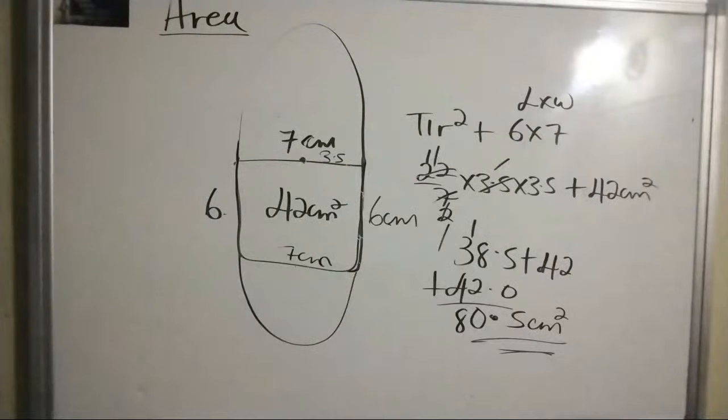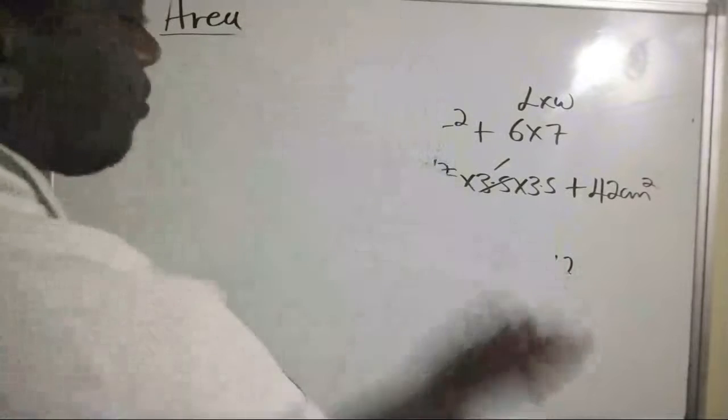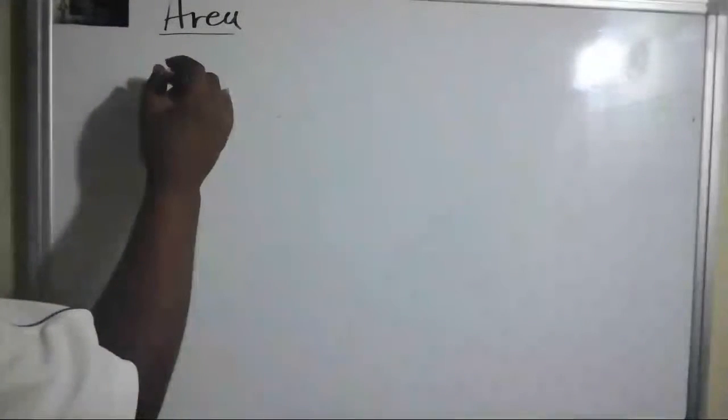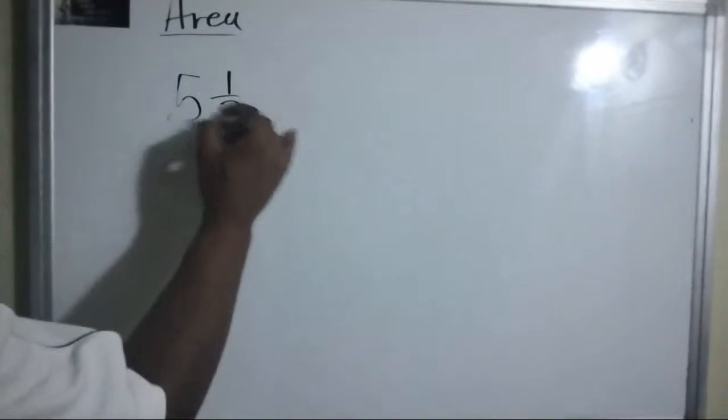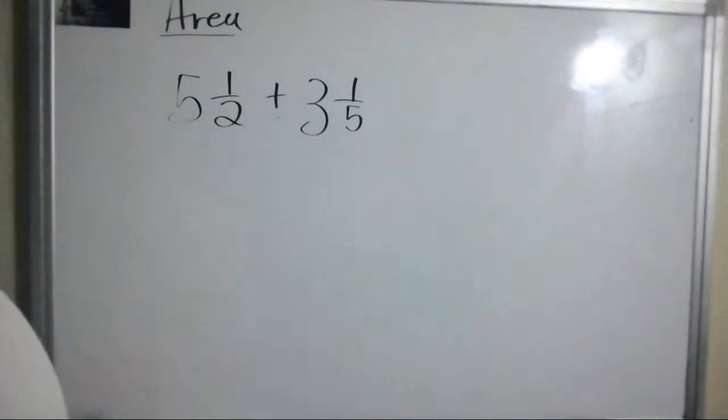Alright, so let's go. We'll look at some fractions now. Fraction is a very critical component of PEP. So I want you guys to go ahead and try to do these on your own. This will give me an idea of where you guys are. Alright, so it's 5 1/2 plus 3 1/5. Go ahead and do that and we can proceed.